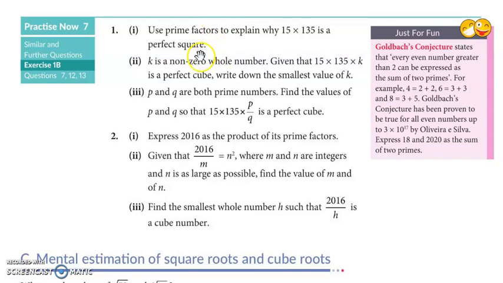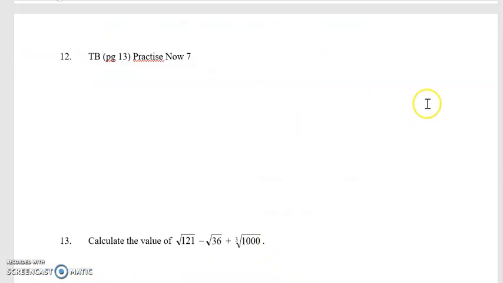For a start, let's write 15 as a multiplication of its prime numbers. So the prime factorization of 15 and the prime factorization of 135. The first thing we will do is that.